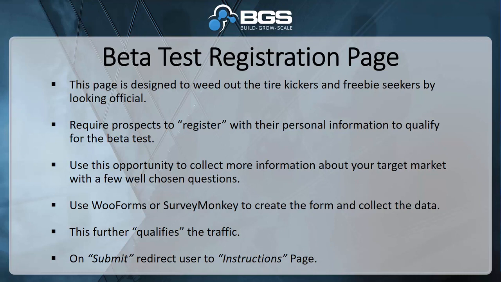Okay, and again, I'll show you what ours looks like, the questions that we ask, and then you can duplicate the form and make it look the way you want. So this further qualifies the traffic. Okay, so someone who opts in, they opted in, cool. But if they want the beta test, they have to jump through some hoops. The hoops are fill out this registration page. Okay, if they're not serious about actually taking action in the beta test and really following through, they're not going to fill this page out. So you're not wasting it.